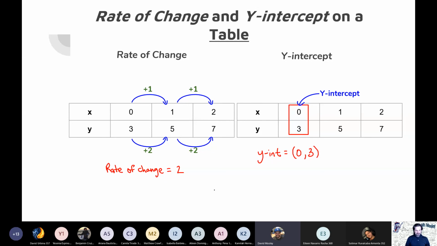So if we use this rate of change and y-intercept from these two tables, we end up with the rule y equals 2x plus 3. Right, we have our rate of change here and the y-intercept, and they both go into our rule.